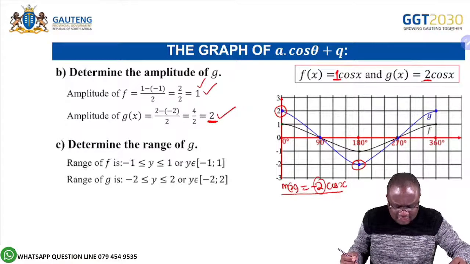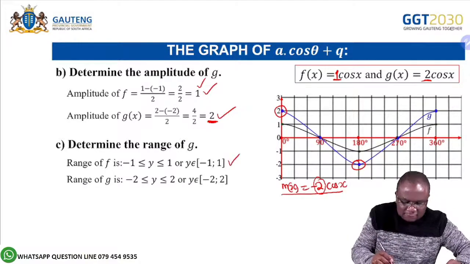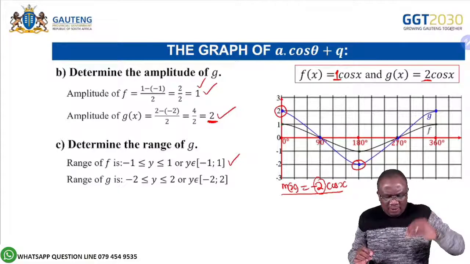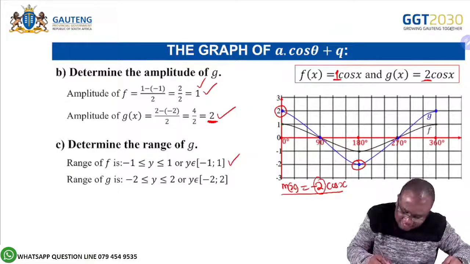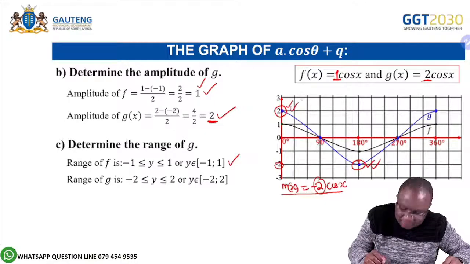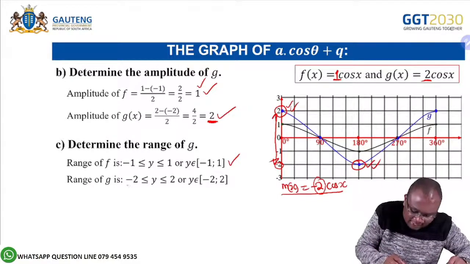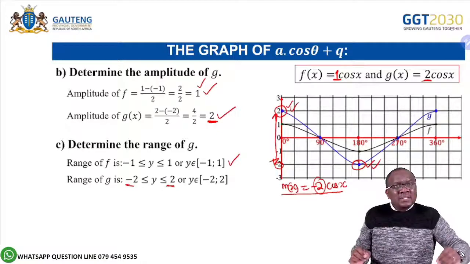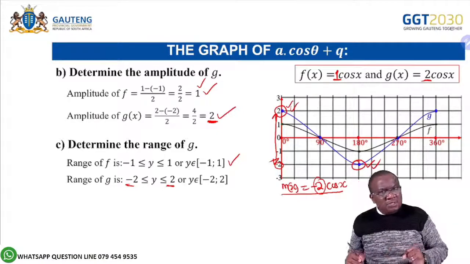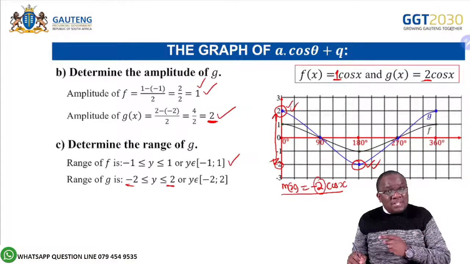Now the range here, this is the range. So for f of x, we talked about this. We say the range is from negative 1 to 1. But what about g of x? It is from negative 2, because this is the minimum and this is the maximum. So it's from negative 2 up to 2. That's the range. Is there any connection between the range and the a value? There is a connection.